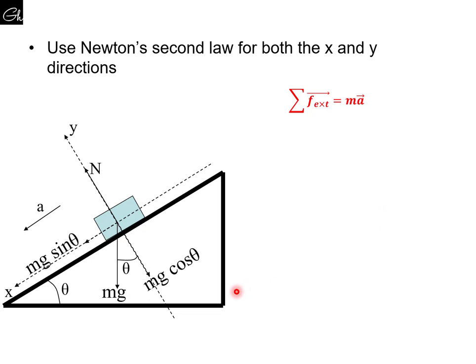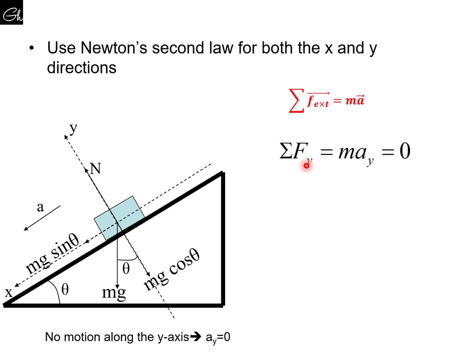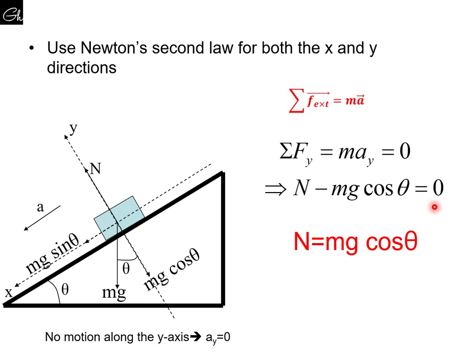But since this object is not accelerating along y, then a along y will be equal to 0. Then the sum of the forces along the y direction will be equal to m times a, which is 0. Finally, N, which is positive, and mg cosine theta, which is negative, add up to 0. Then we can find the normal force.